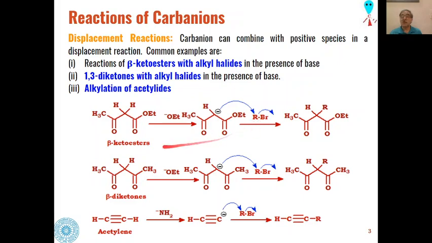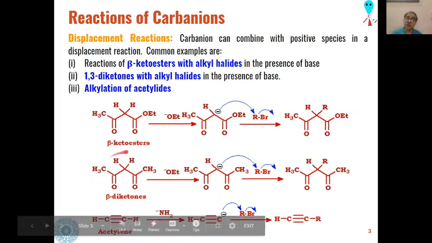alkyl halide. So when beta keto esters react with alkyl halide in the presence of base, they will be converted into these types of beta keto esters where H will be alkylated. H will be displaced by this alkyl group. So basically this is an alkylation reaction. Carbanions help organic compounds like beta keto esters to alkylate, so we will get substituted beta keto esters as the product.